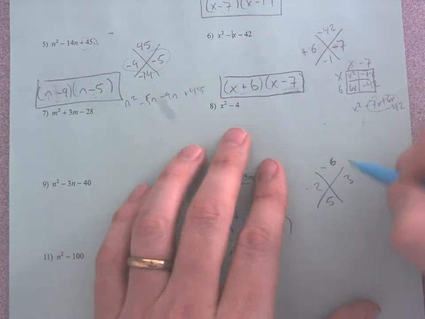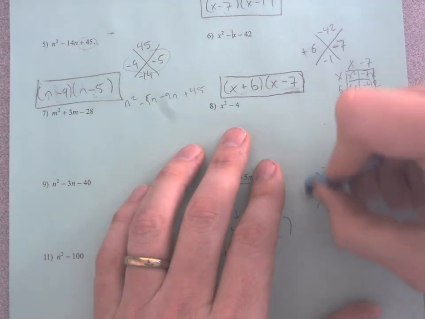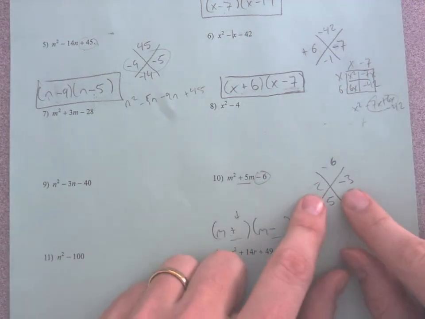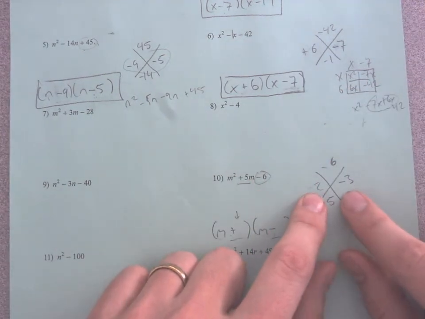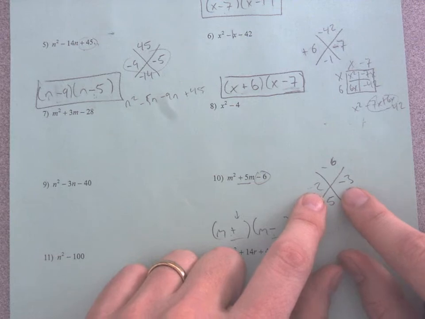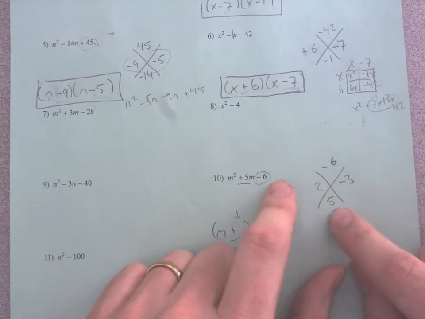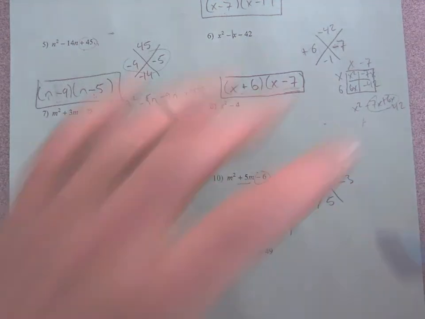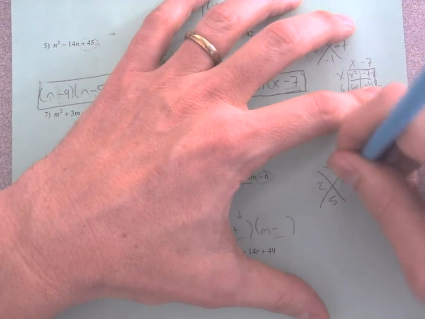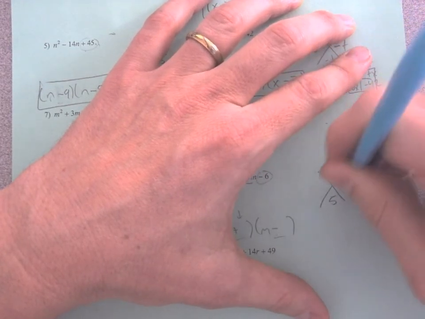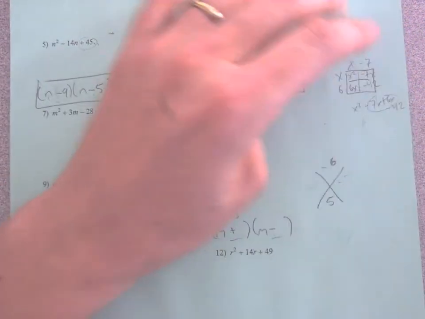Okay, let's try the other way. Let's try a +2 and a -3. Those will still multiply to -6, which is what I wanted, but when I add them together, I'm going to get a -1 now. So it's not 2 and 3. Those aren't going to work. So what are some other things that multiply to 6?